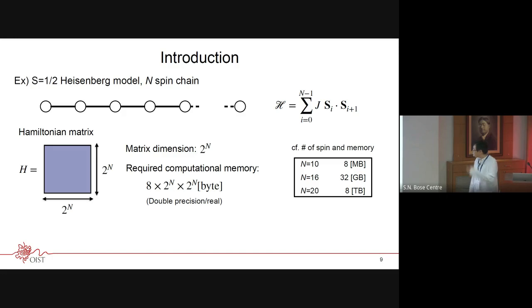In familiar units, for example, when we are dealing with the n equal 10 spin system, that just requires 8 megabytes. That is easy to run on your laptop. But for the n equal 16 spin system, this requires 32 gigabytes. It's quite hard, I think, on your laptop. Maybe the latest laptop can do it. But for n equal 20, 8 terabytes are required, so we need the help of a supercomputer and some kind of efficient techniques to reduce the computational cost. So the matrix dimension and the computational cost grow exponentially, unfortunately.